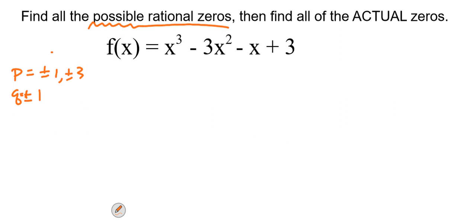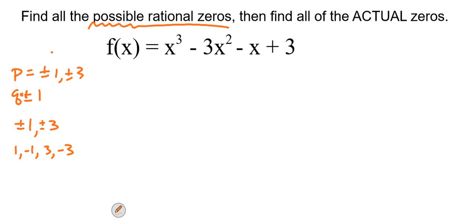All right, so when we put P over Q in all the different ways, we could do positive 1 over 1, which gives me 1, negative 1 over 1, which gives me negative 1, so plus or minus 1. Or same thing, 3 over 1 would give me a positive 3, negative 3 over 1 would give me a negative 3, so we have plus or minus 3. We're hoping that either 1, negative 1, 3, or negative 3 is actually an x-intercept, a 0. So let's find out.